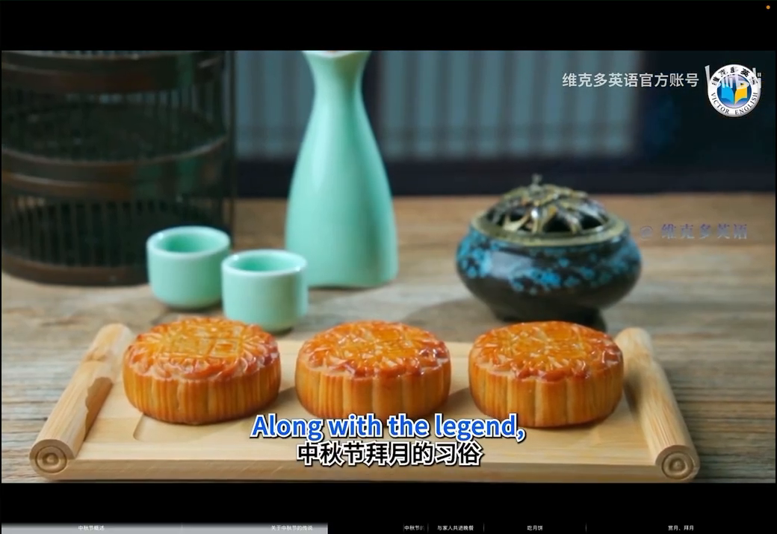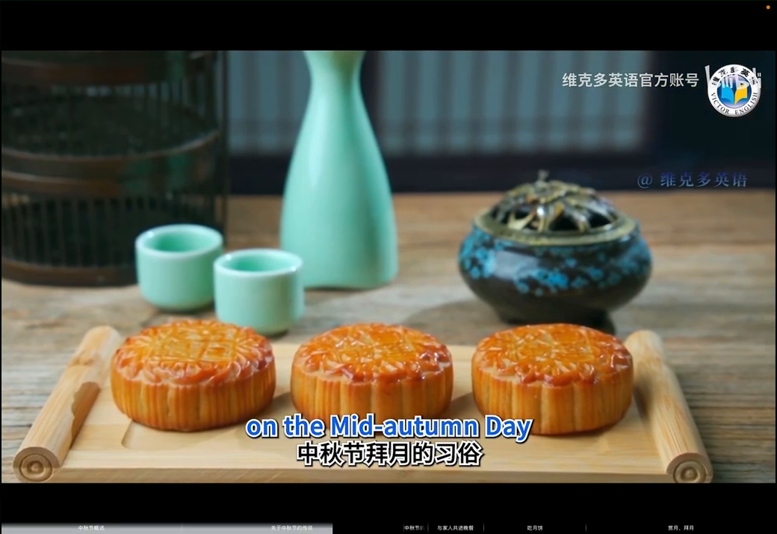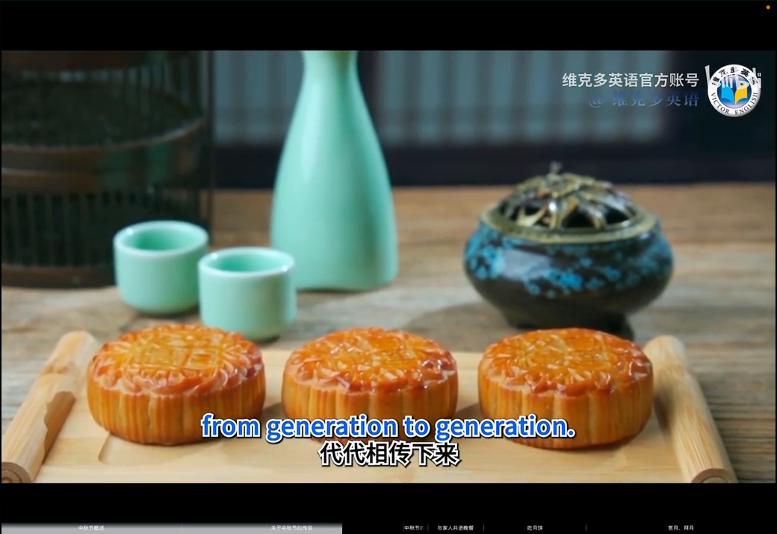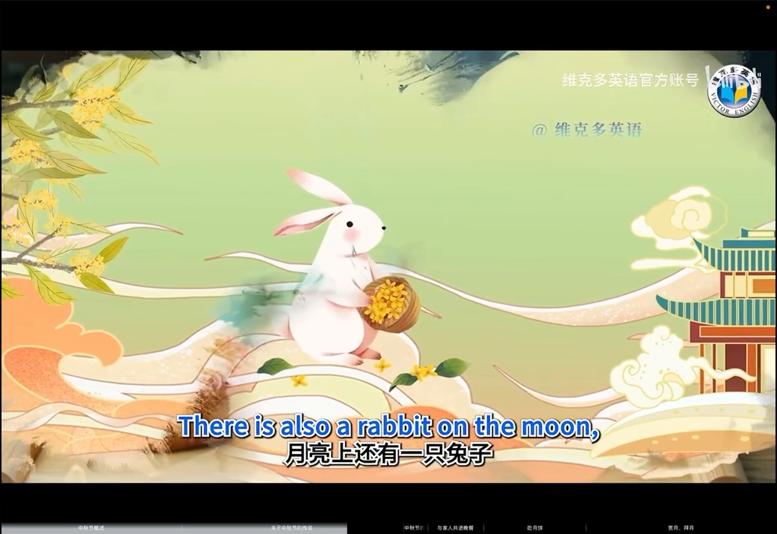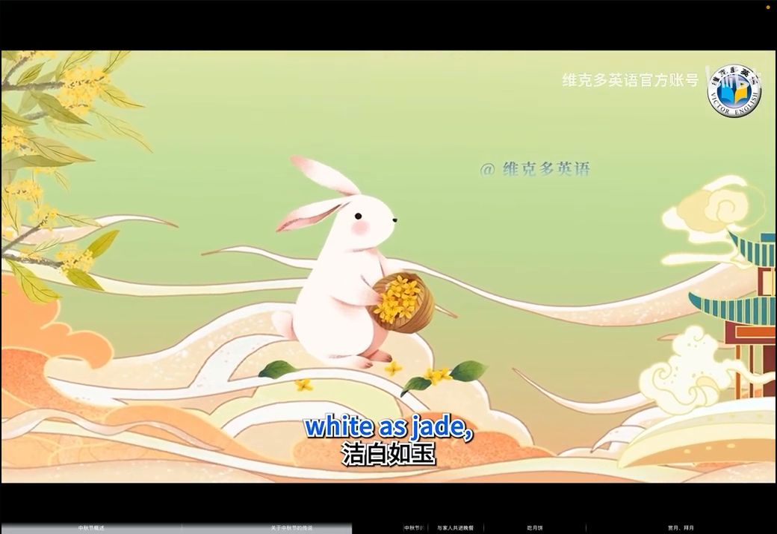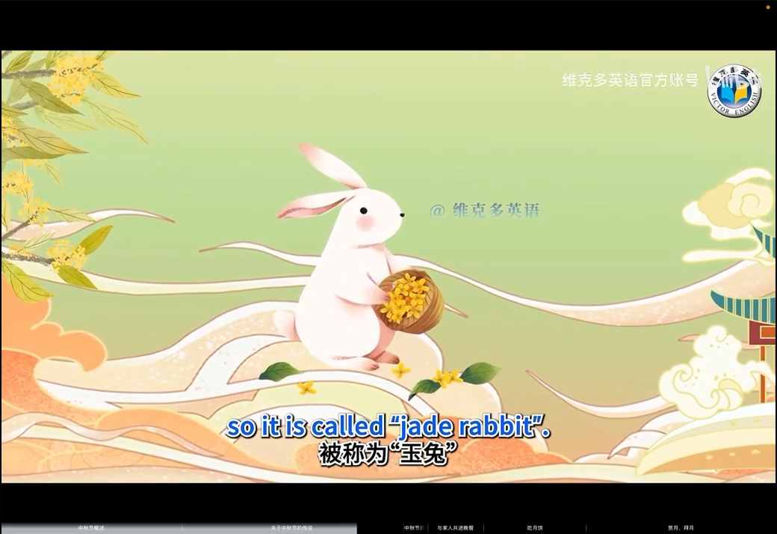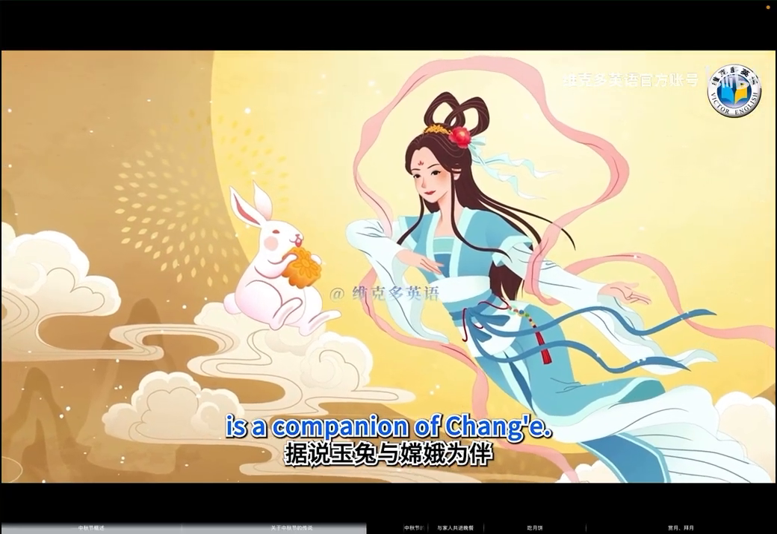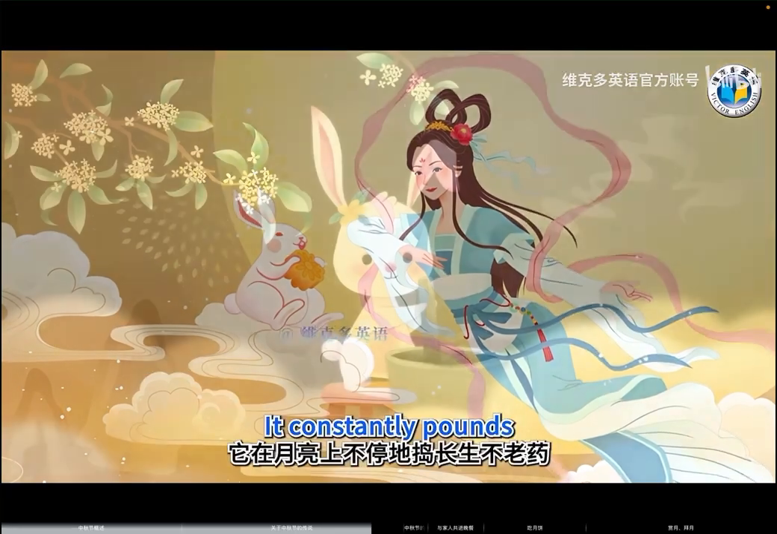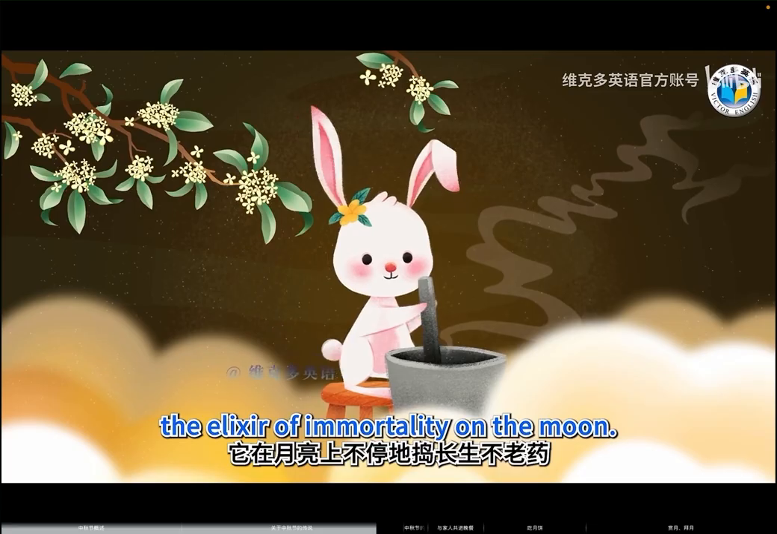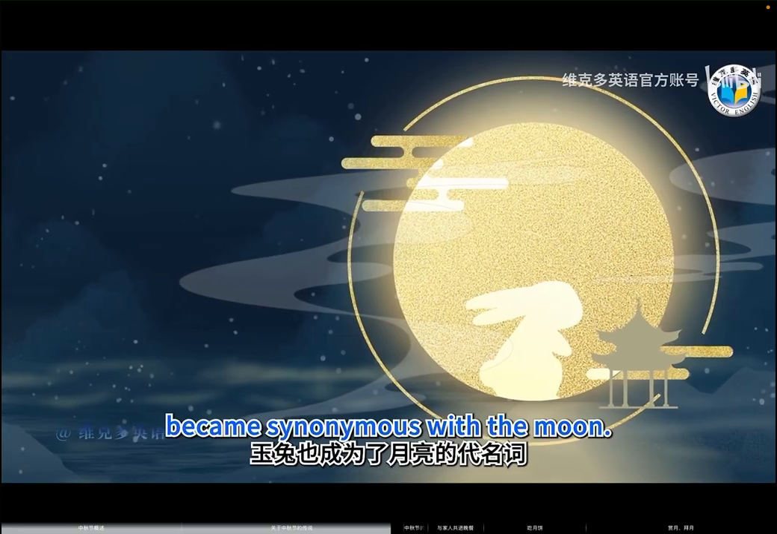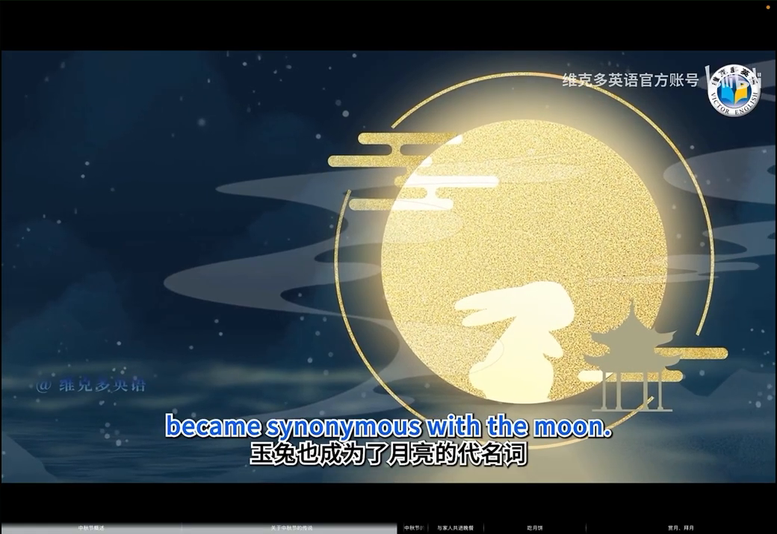Along with the legend, the custom of worshipping the moon on the mid-autumn day has been passed down from generation to generation. There is also a rabbit on the moon, white as jade, so it is called Jade Rabbit. It is said that the Jade Rabbit is a companion of Chang'e. It constantly pounds the elixir of immortality on the moon. As time passed, the Jade Rabbit became synonymous with the moon.